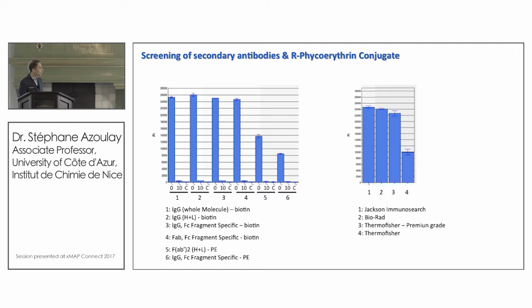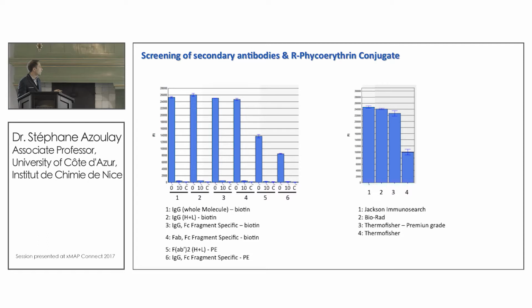We tried also smaller parts of the antibody to try to improve the number of secondary antibody on the bead. But the first we used was the best. There was no significant difference between all the secondary antibodies, and even the antibody which was directly labeled with phycoerythrin was not so efficient for the same concentration. We used all this, of course, at the same concentration during the incubation step. As you can see, for the R-phycoerythrin conjugate, there is also not a lot of difference.